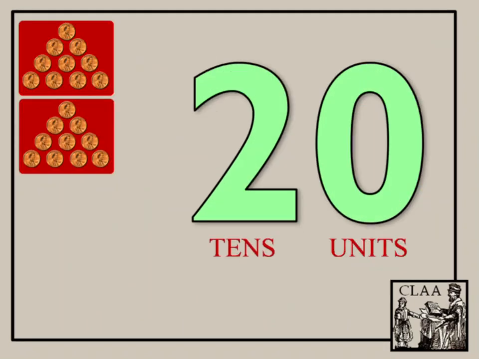How many pennies are on this screen? You don't have to count them all. What you can see is there are two sets of 10 pennies. 2 sets of 10 makes 20. Look at the number 20 written on your screen. You can see that it's written with a 2 in the tens place because there are 2 sets of 10, and a 0 in the units place because there are 0 units left over. 2 sets of 10 is called 20.